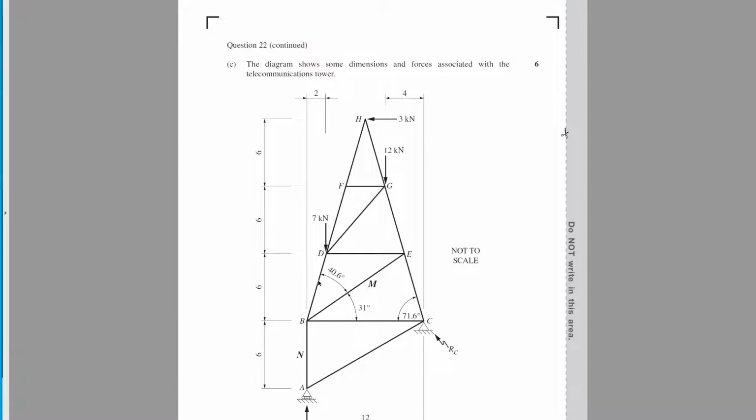If we cut through 3 members, we're going to have 2 unknowns. Our 2 unknowns are going to be dB and EC. So how do we get rid of them? Well, we look at dB and EC and we say, do they meet up? And they do meet up. They meet up at H.